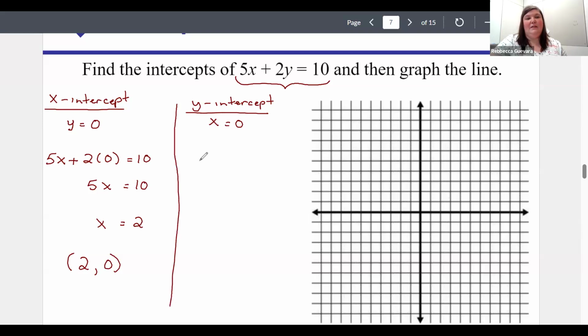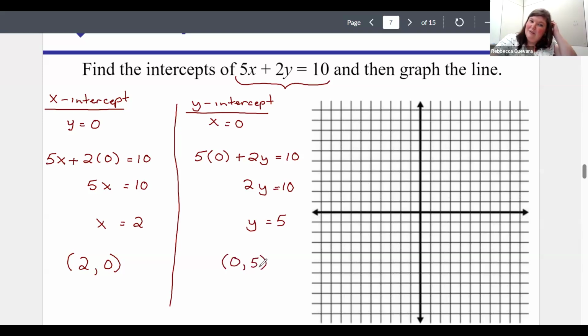All right. Same thing over here, except now we're going to have x is 0. So 5 times 0 plus 2y equals 10. Once again, 5 times 0, that's going to be 0. Leaves me with 2y equals 10, and y will equal 5. So that gives me another ordered pair of (0, 5). So it's a way to easily get points here because I can put in my x and my y intercepts. They're easy to find and graph.